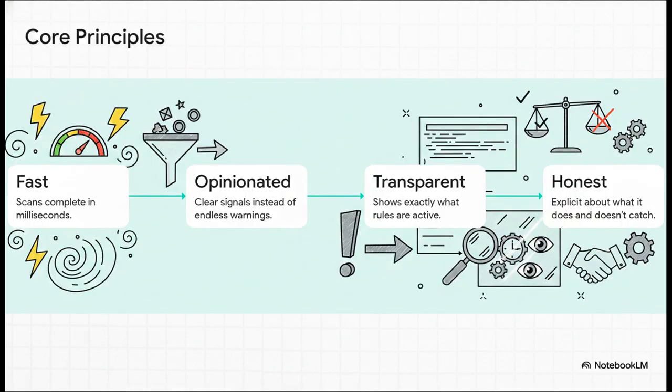These 4 principles pretty much sum up the whole vibe. 1, it's fast, like so fast you can run it every single time you save a file. 2, it's opinionated. It tells you what's important instead of just dumping 100 warnings on you and making you figure it out. 3, it's transparent. You know exactly what rules are running. And 4, it's honest. It's crystal clear about what it does and, just as importantly, what it doesn't do. All of that together is how it builds trust.